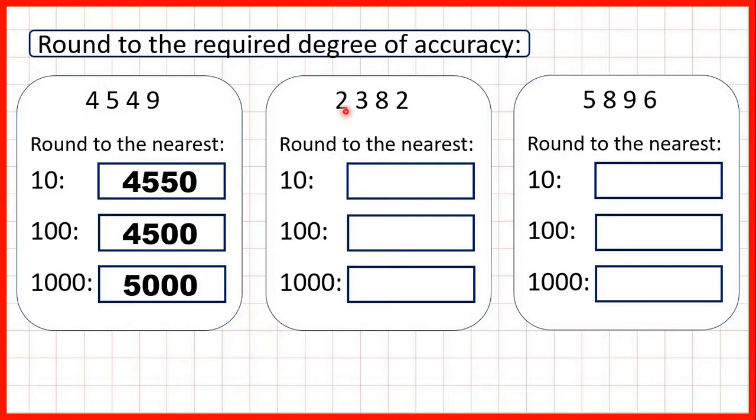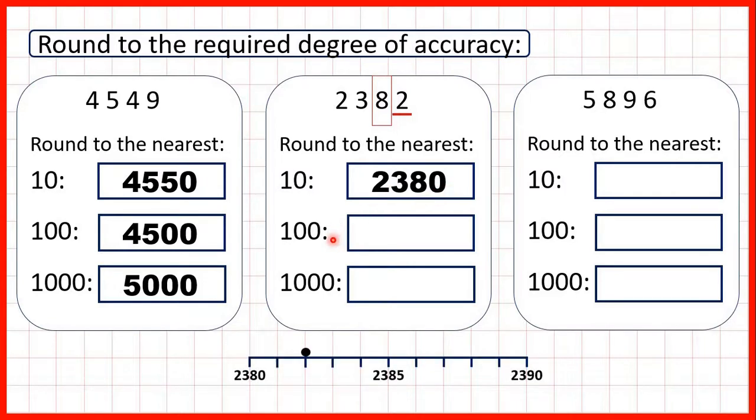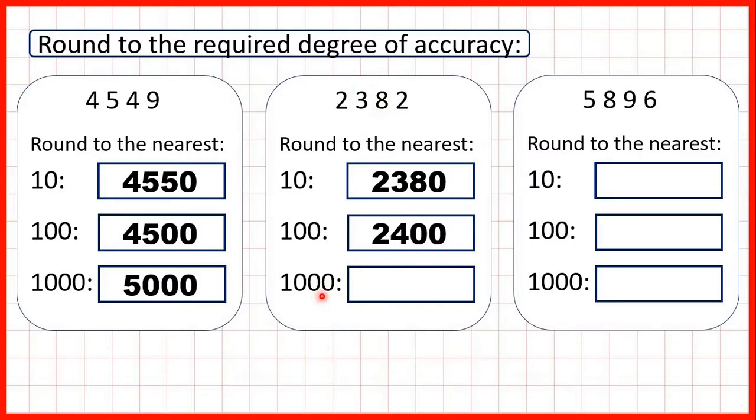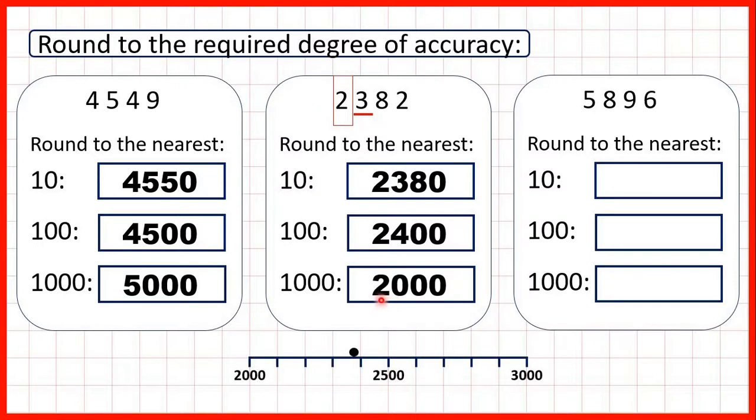Now let's round 2,382. To the nearest 10, we find the place value, underline the digit to the right. We need to round down, so the 8 stays the same, digits to the left stay the same, so we get 2,380. Now, to the nearest 100, we find our hundreds digit, and we can see that we're rounding up, so that's 2,400. And to the nearest thousand, we find our thousands digit, and this time we need to round down. So the digit stays the same, so we get 2,000.